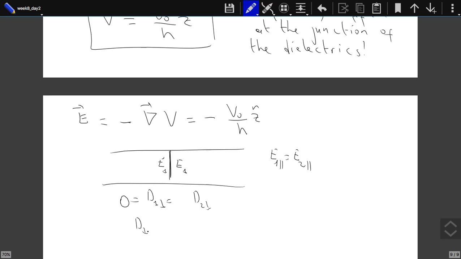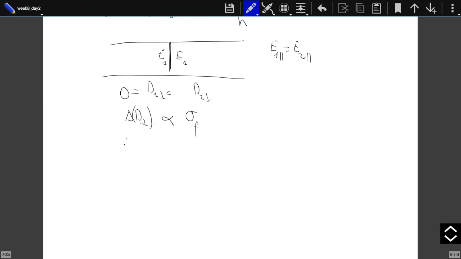But you see, the perpendicular component of D, the discontinuity, will be proportional to the free charges. There are no free charges, so the perpendicular component should be continuous. The discontinuity in the perpendicular component of the electric field will be proportional to the total charge, which is the sum of free charges plus the bound charges. So if you know the perpendicular component of the electric field, and if you have a surface, and if there's a jump in that component along that surface, then that tells you what the total free plus bound charge density is.